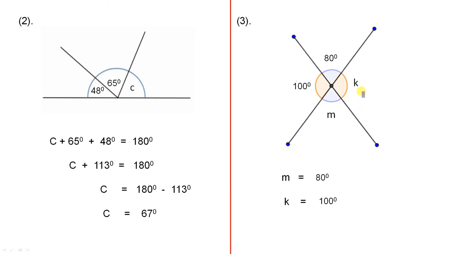Number 3. We have to find M and K. One of the rules says we have 2 straight lines like that. 80 degrees and M are vertically opposite angles. That means they must be equal. So M is 80 degrees. And K and 100 degrees are vertically opposite angles, so they're equal. So K must be 100 degrees.